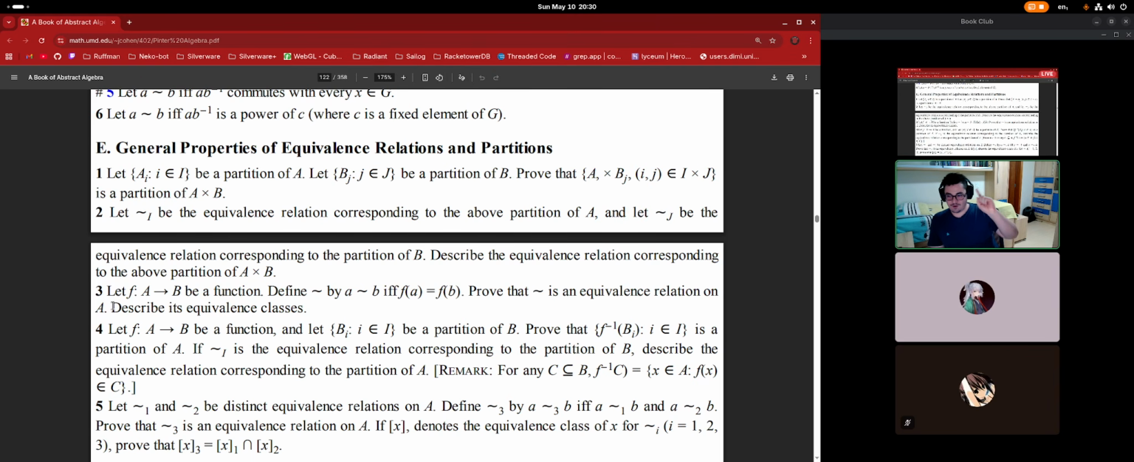Anyway, going back to the exercise, because I still want to talk about the fourth. So exercise three says extensional equality. If you have a function from a to b, and you define the equivalence by saying that the outputs are the same, it wants us to prove that tilde is an equivalence relation on a. This is just extensional equality, right?